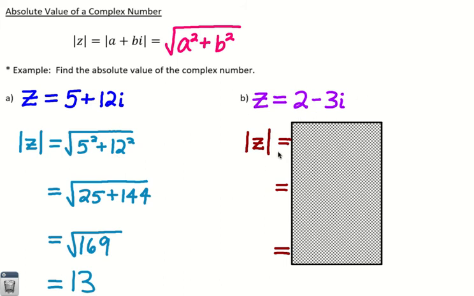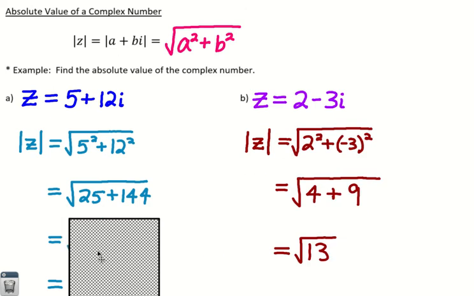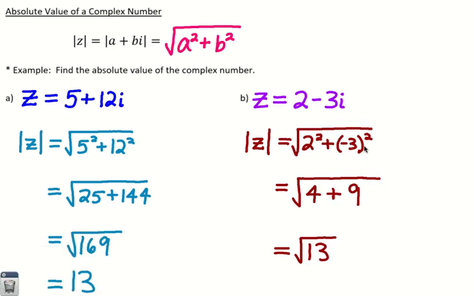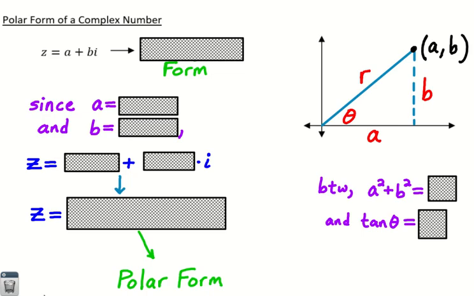Try this one on your own. Example B. Pause the video now and try this on your own before I move on. Alright, now that you've probably unpaused the video, you would plug it into the Pythagorean theorem and get the square root of 13 as your absolute value. Okay? That's the best answer you can give there, the square root of 13.